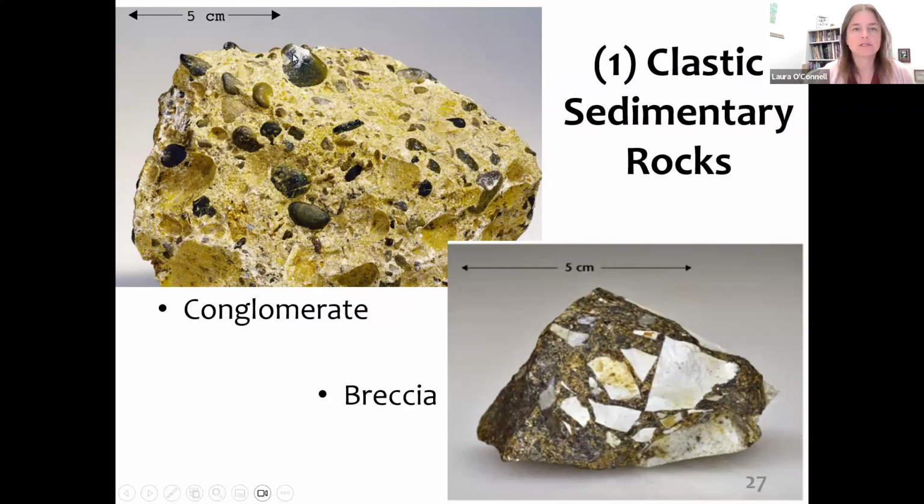So you can see the scale bar here. They have little pebbles in them. So pebbles are bigger than sand. So that's a type of sediment that's considered coarse-grained. And here's a conglomerate. It has these nice big pebbles.